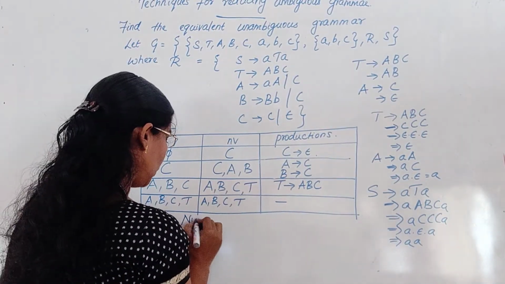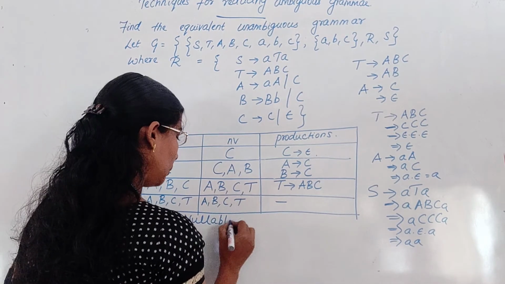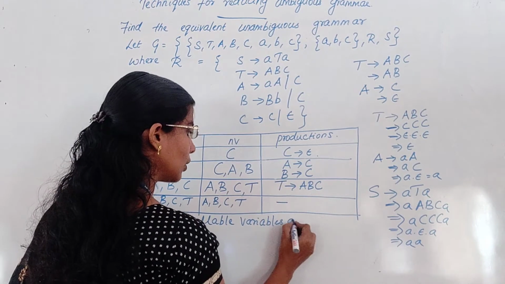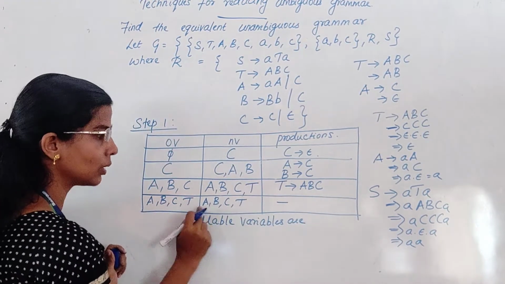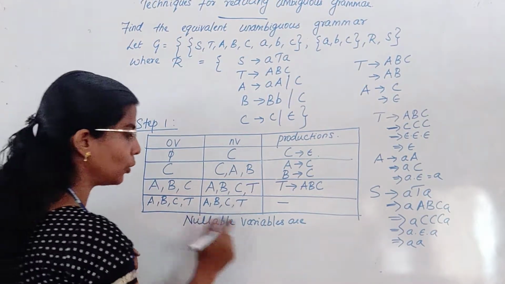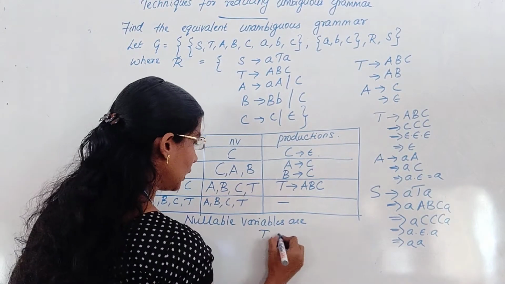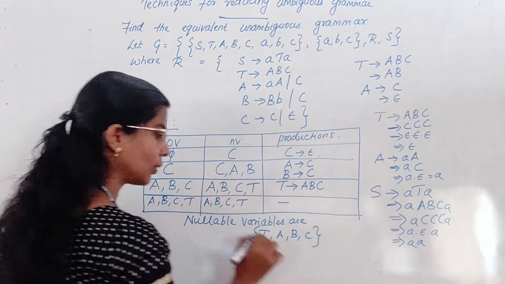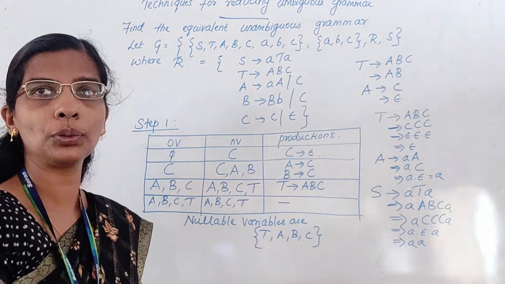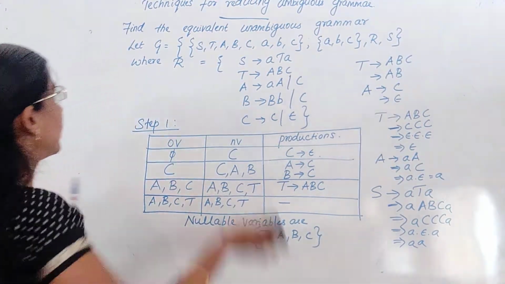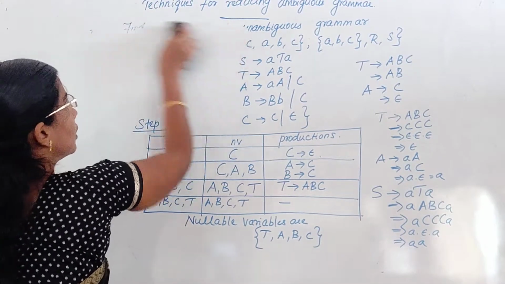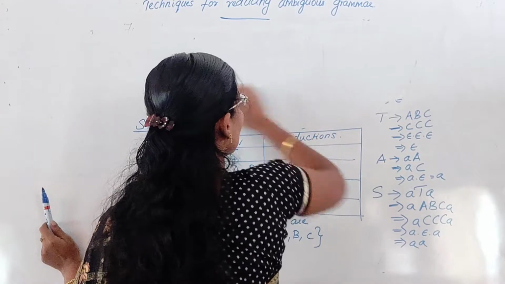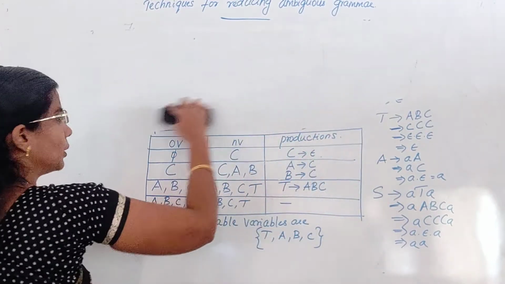From this, what are the nullable variables? All the variables in my new variable. It is T, A, B and C. Right, next I have to do my step 2. I'll rub this and I'll do my step 2.